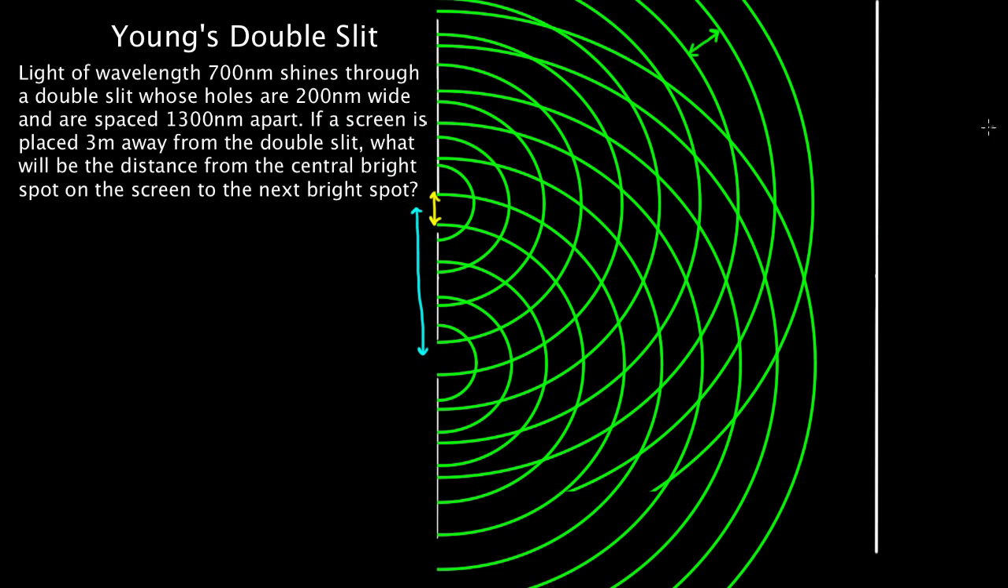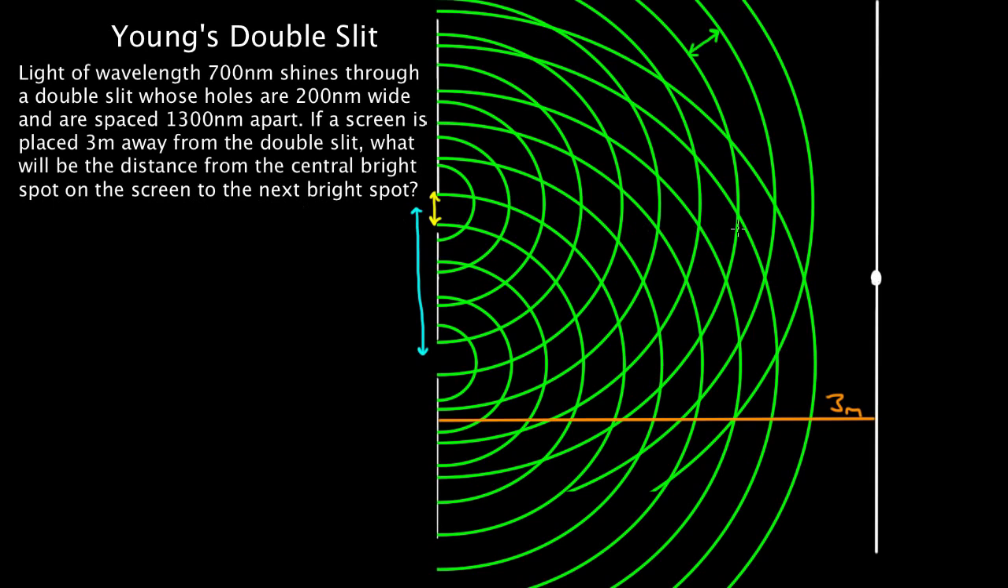If a screen is placed 3 meters away, here's our screen, and it is 3 meters away, then what would be the distance from the central bright spot on the screen to the next bright spot? The central bright spot's going to be, well, it's in the center. You can follow this line. Look at it. It's kind of like a shadowy line right there. There's our bright spot, constructive point.